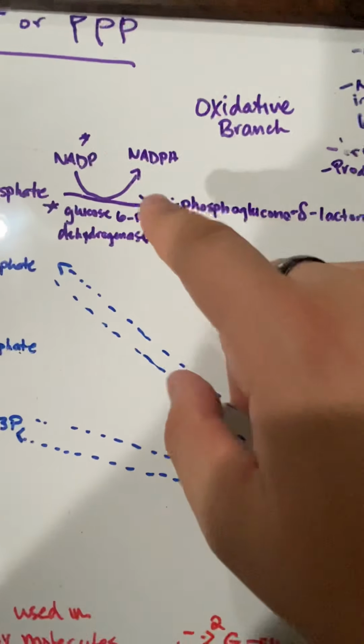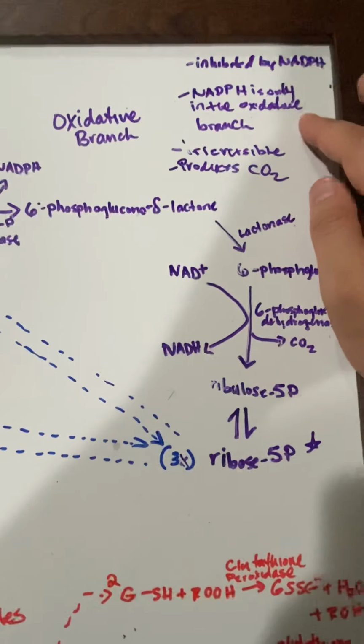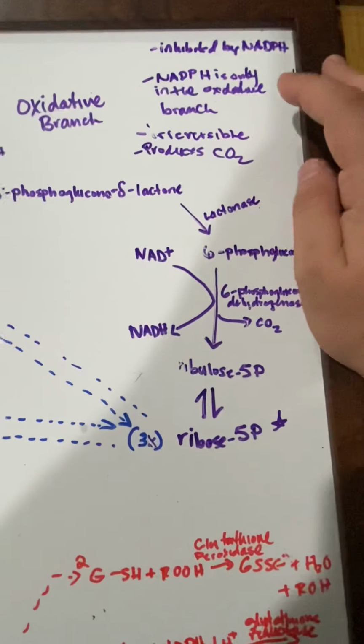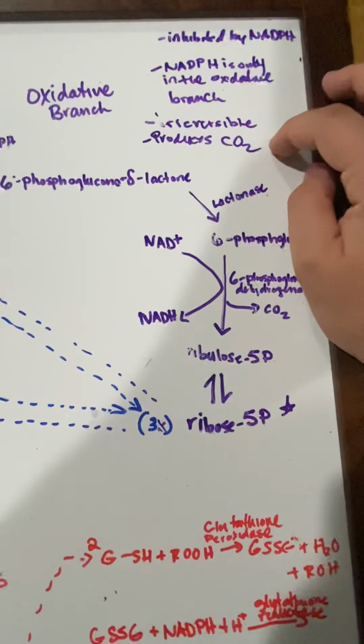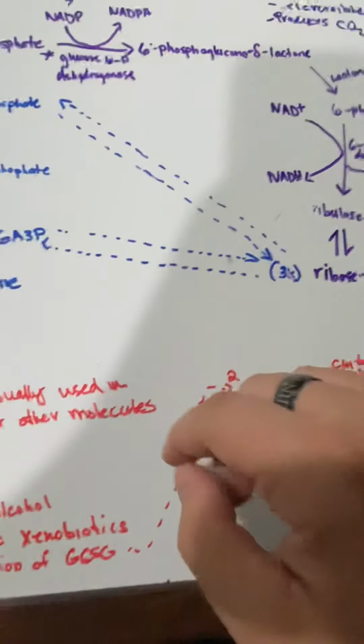So this will stop if we already have NADPH. NADPH is only in the oxidative branch, and it's irreversible, and it produces carbon dioxide like I mentioned. So no matter what, this is going to happen.